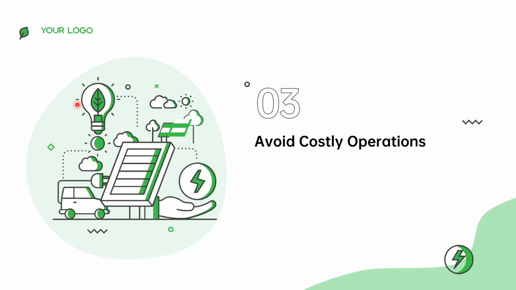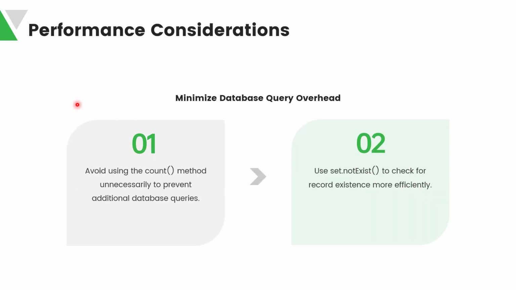Okay, so avoid costly operations. Try to avoid using the count method to prevent an additional database query. Okay, try to use move first and move next when you loop over a relationship or something like this between objects. So try to avoid count here. Use set.isEmpty to check for record existence more efficiently, like using equal or something like this. So that is related to performance consideration. So try also to minimize database query overhead as much as you can.